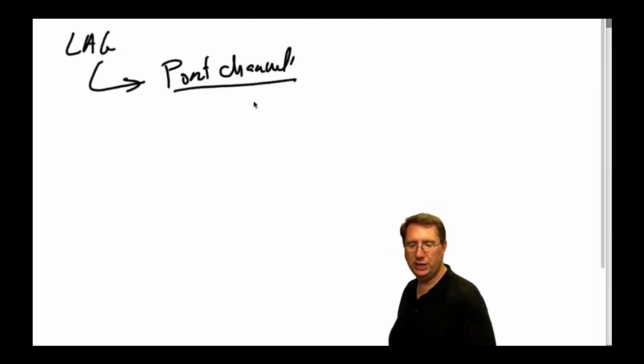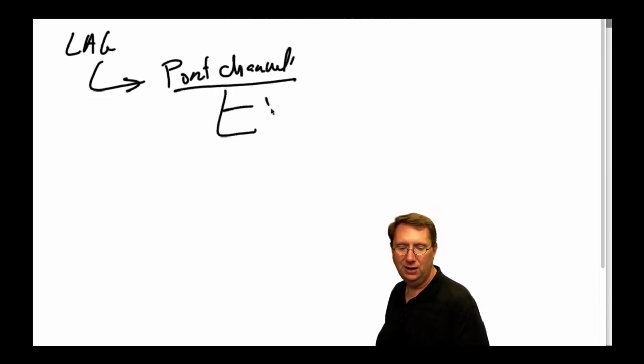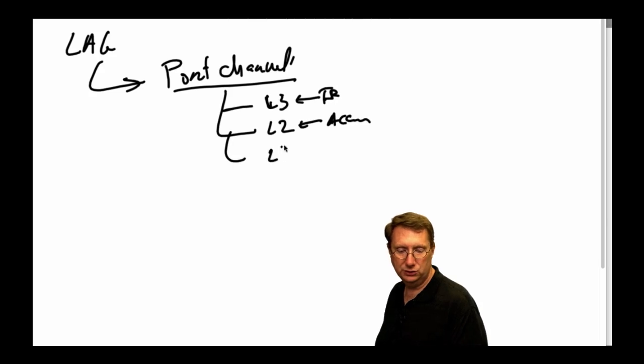Now when we configure these port channels, they can actually operate either as layer 3 or layer 2. They can be layer 3 routed, IP enabled. They can be layer 2 access ports. They can be layer 2 trunks.